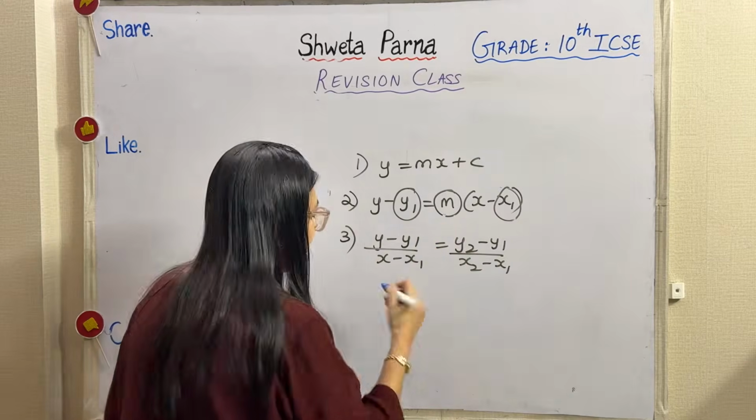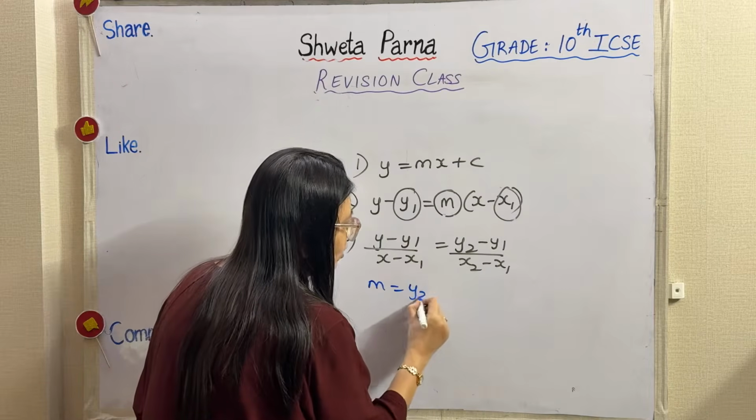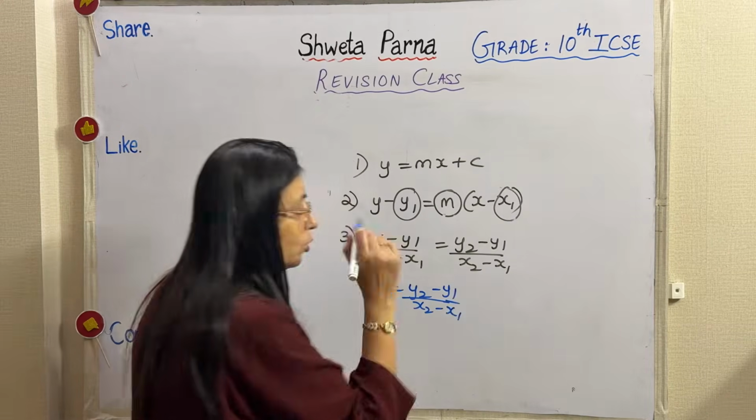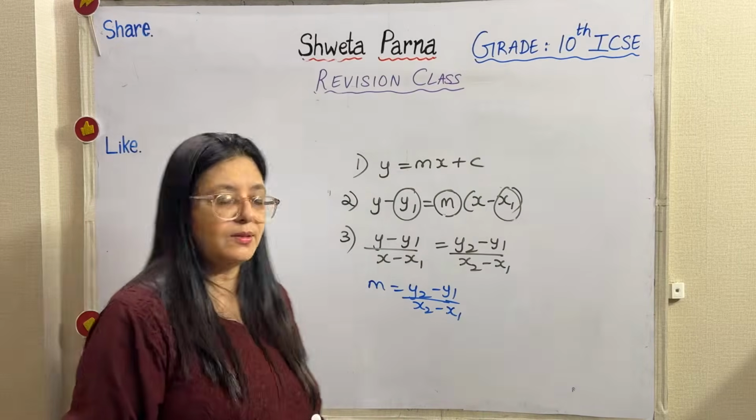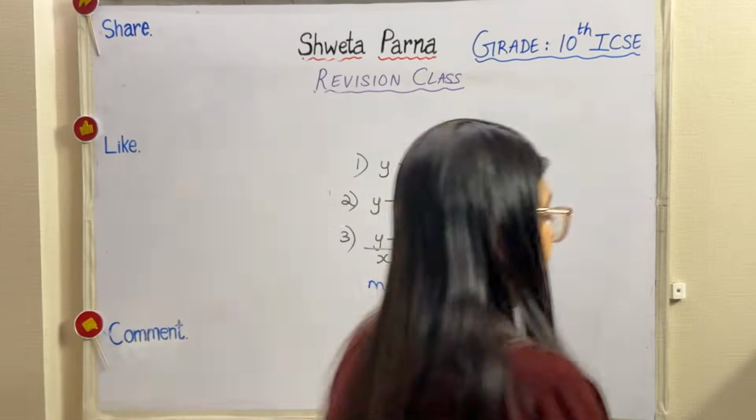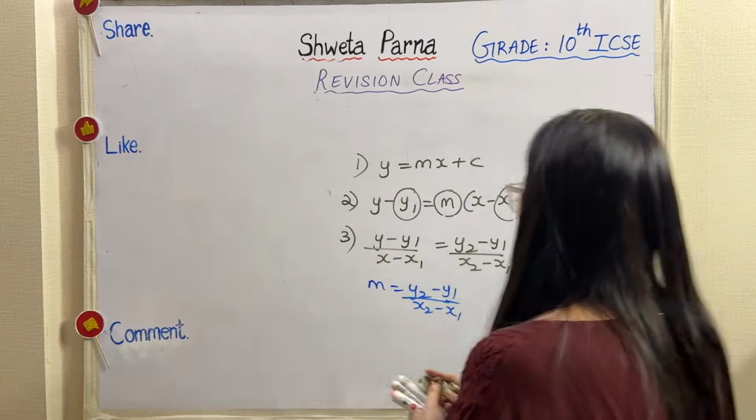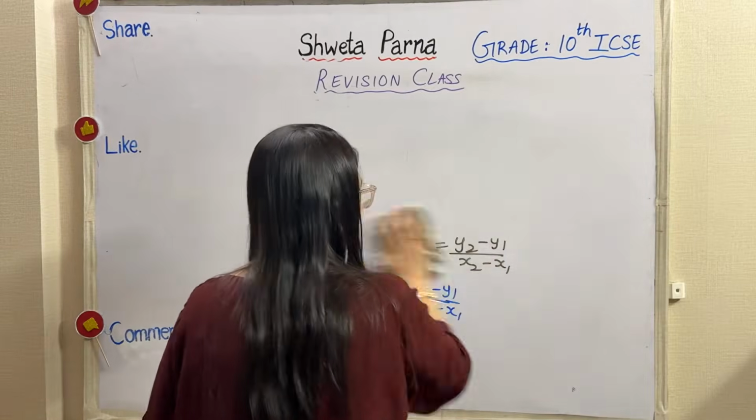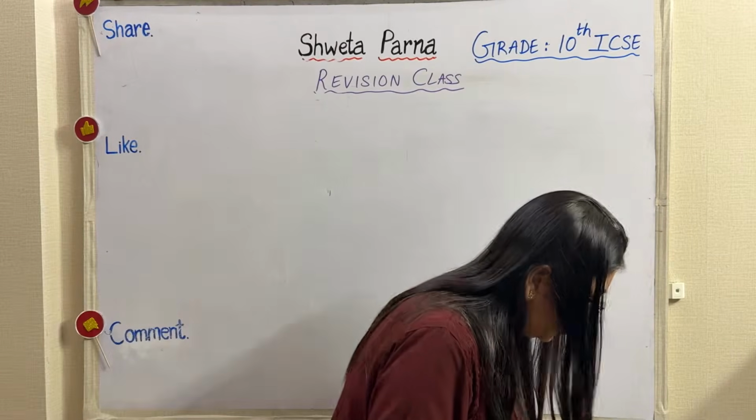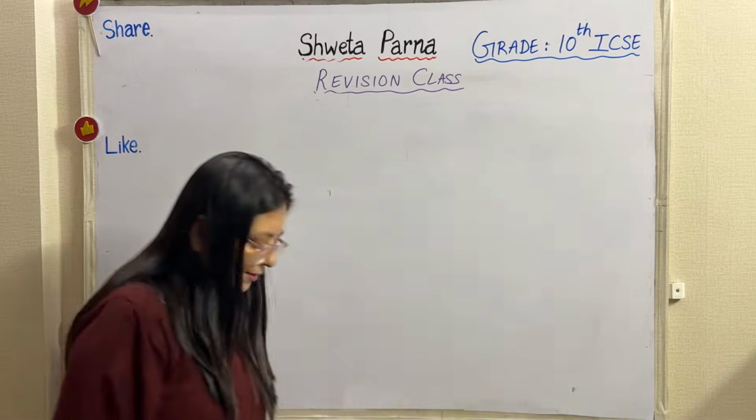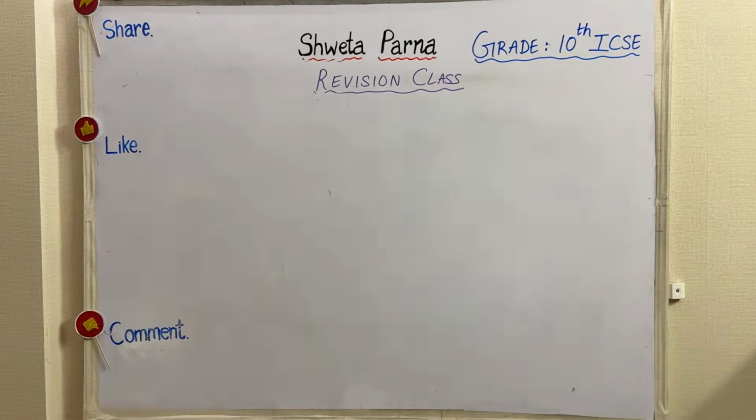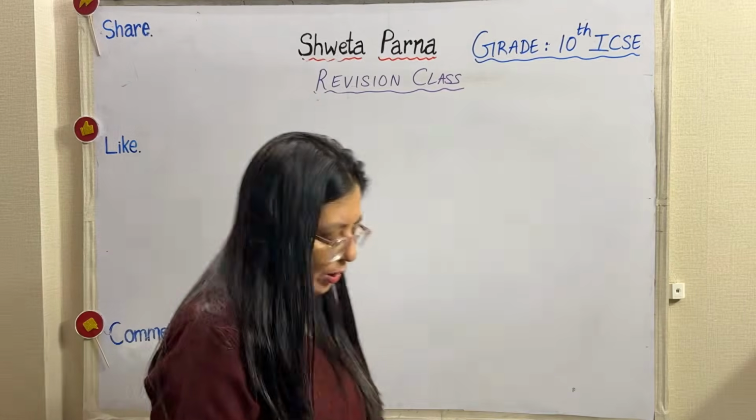What is the formula for m? m is (y2 minus y1) upon (x2 minus x1), so that you don't go wrong with the formulas. Clear? Then you have questions based on parallel lines. Whenever two lines are parallel, that means the slopes are equal. Whenever two lines are parallel, the slopes are equal.